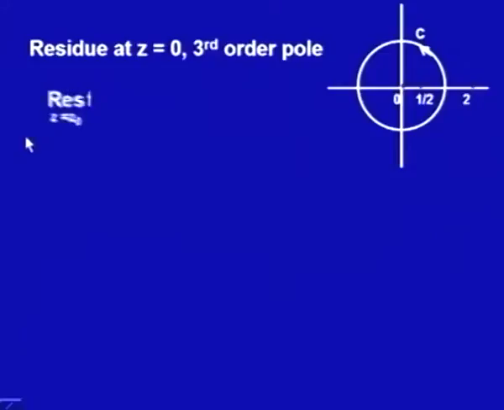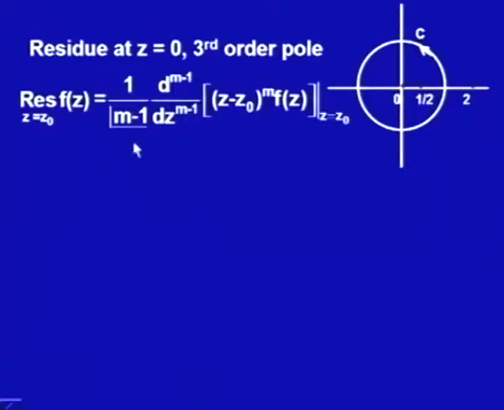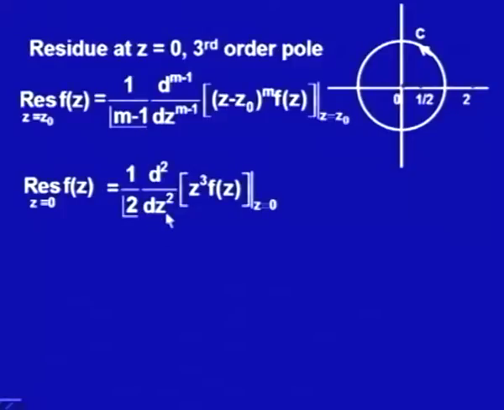We would use the formula: to calculate the residue at an mth order pole at z naught, it is 1 upon factorial m minus 1, the m minus 1th derivative of z minus z naught to the power m into f z, evaluated at z equal to z naught. So, here my m is 3 and z naught is 0. So, the residue at z equal to 0 for our given function f z would be 1 upon factorial 2, the second derivative of z minus z naught, that is z cube, into f z evaluated at z equal to 0.